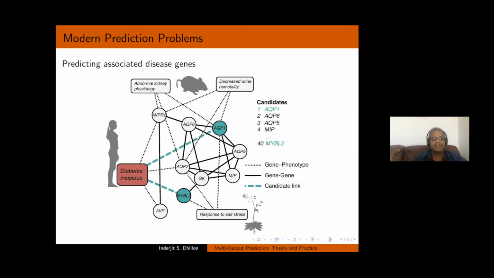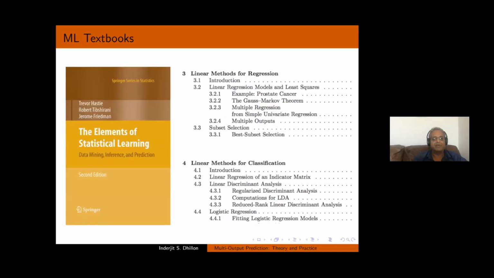Okay, so like I said, if I open up textbooks, you're typically given somewhat toy problems. This is the textbook Elements of Statistical Learning by Hastie, Tibshirani, and Friedman. And out here, I've given the table of contents for chapters 3 and 4. Chapter 3 is linear methods for regression. Chapter 4, linear methods for classification.